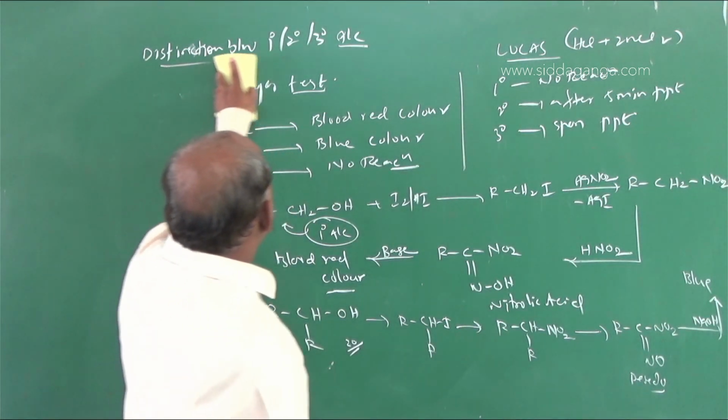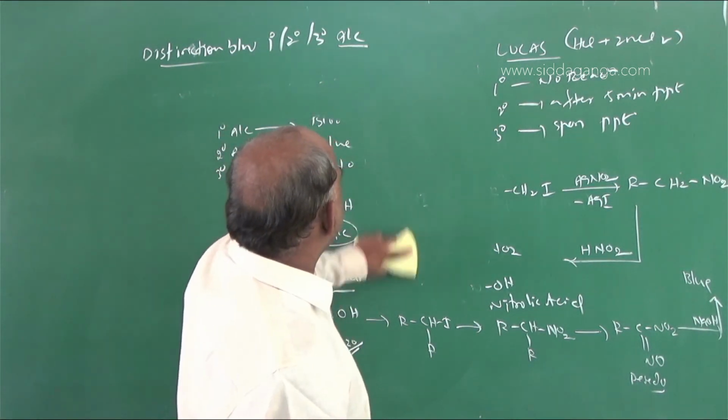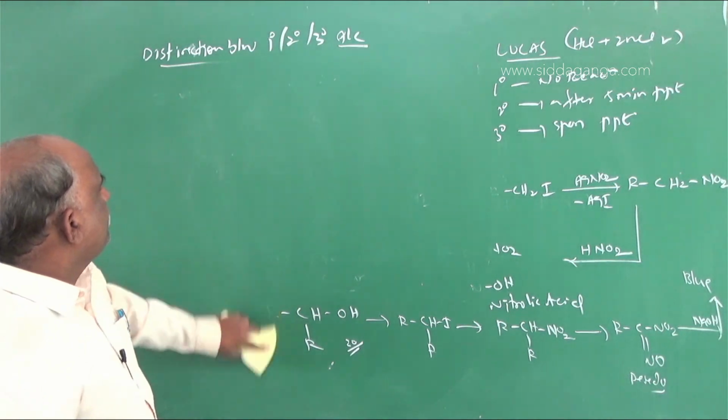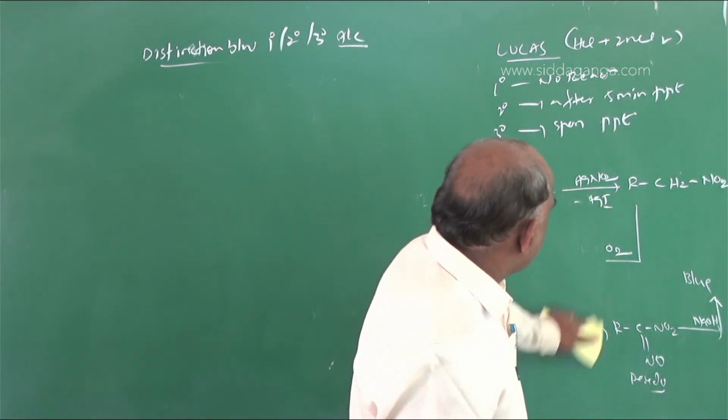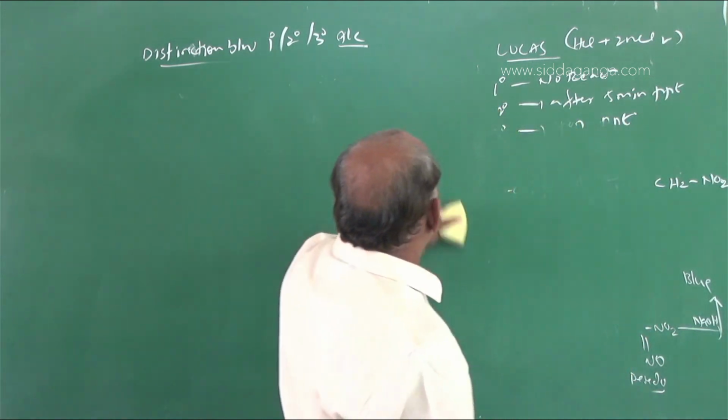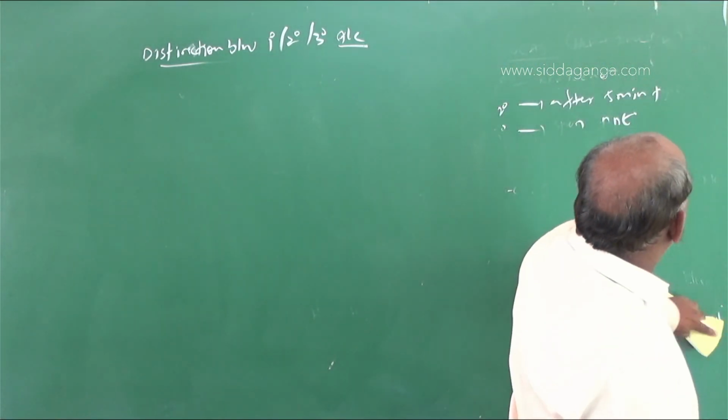And next one is the iodoform test, the last regarding alcohols and phenols. And after that ethers was there. Ethers is the last topic for this unit.